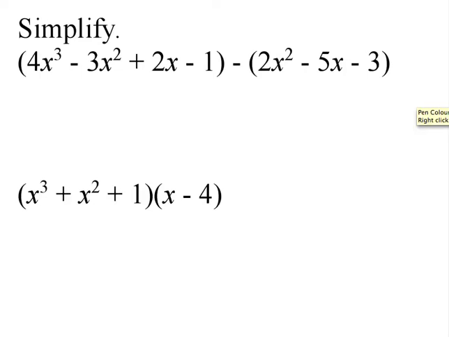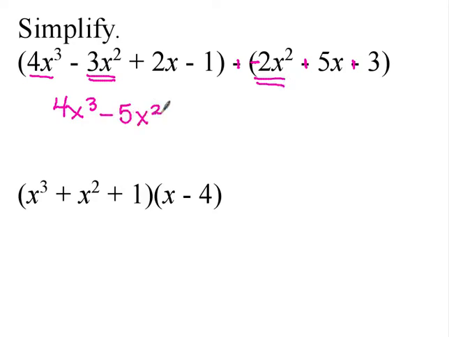What do I need to do on that first one? I've got to distribute the negative because this is a minus. The important thing is I need to remember that I distribute that negative to all the individual terms. Now when I do that, I end up with a 4x cubed, that's all by itself. I have an x squared here and an x squared here. How many does that give me? Negative 5x squared. Good. I have a 2x and a 5x, which will give me 7x.